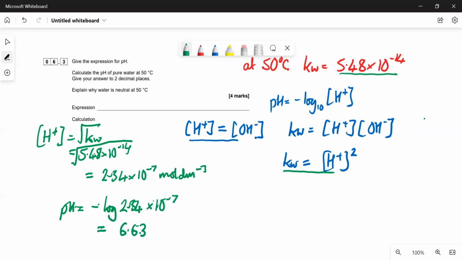Okay, so now you might think, oh, that's not neutral because it's not 7. Well, that's not true. Explain why water is neutral at 50 degrees C, even though the pH is lower. All you have to say for that is because the hydrogen ion concentration is equal to the OH minus concentration in neutral water. There's the 4 marks for that.